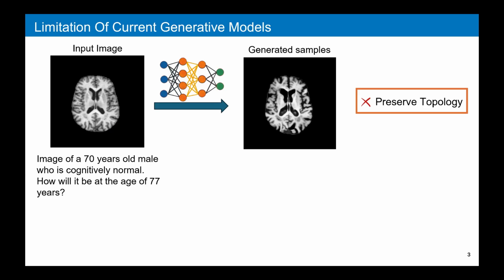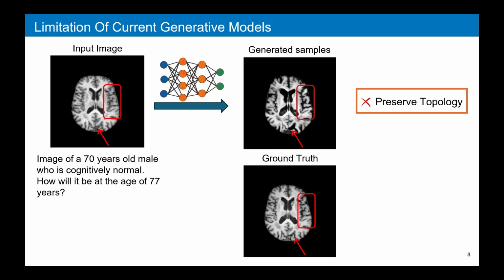The current fine-tuned generative model on the brain dataset can generate samples that, at first glance, look quite legit. However, if you look closely, which is highlighted with the red box and arrow, you will notice that the topology is not well preserved. Let's look at the ground truth image at age 77 for comparison. You can see how the anatomical structures have been broken.